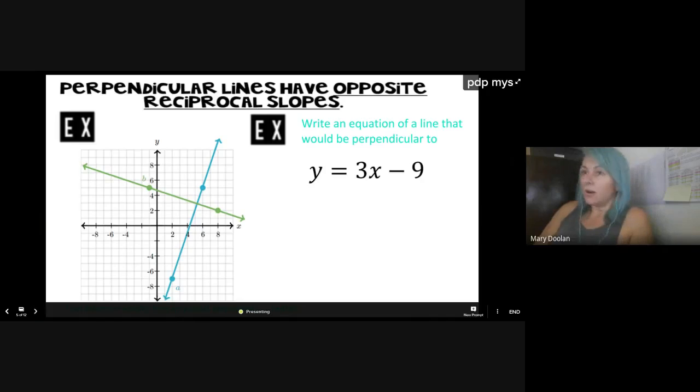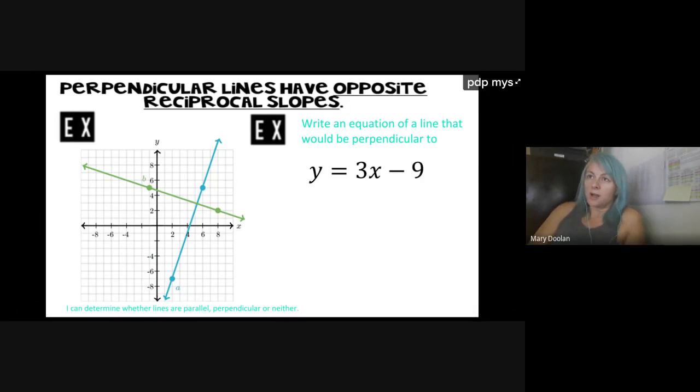So here are some examples. This is a fact. Perpendicular lines have opposite reciprocal slopes. Perpendicular lines have negative reciprocal slopes. You have to change the sign and flip the fraction. Now, that's the difference between that and parallel lines. Remember, parallel lines have exactly the same slope. But perpendicular, it's the opposite reciprocal.